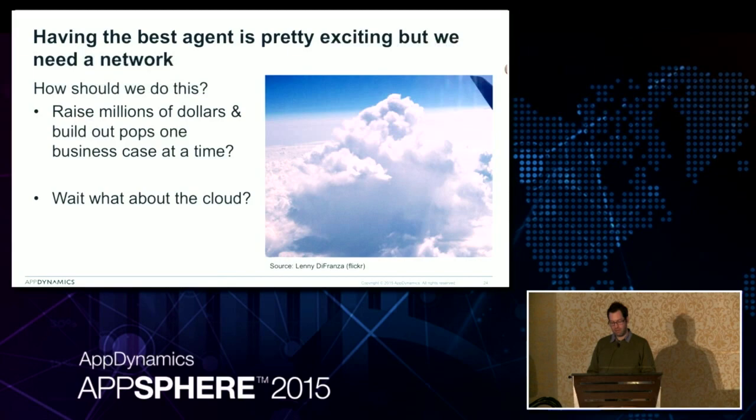So now we think we have the best agent. It's solved the key problem with scripting. But we need to build a network, because it's no good unless we can put these around the world and let you monitor your website from where users are. So how should we do this?